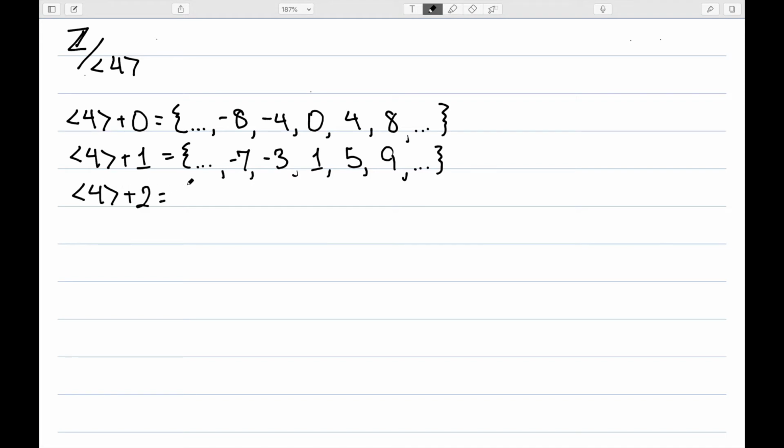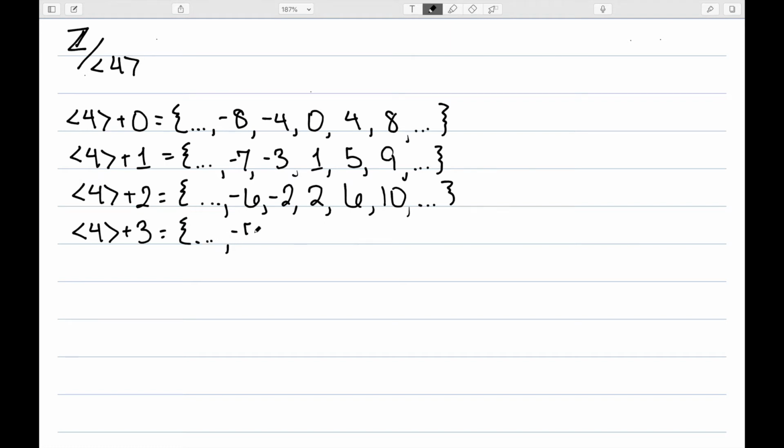We can add 2. This gets us -6, -2, 2, 6, 10, etc. Adding 3 gives us -5, -1, 3, 7, 11. And we can double check that if we add 4, we get back up here to this coset of the subgroup generated by 4 plus 0. And you can check, but these will be the only 4.